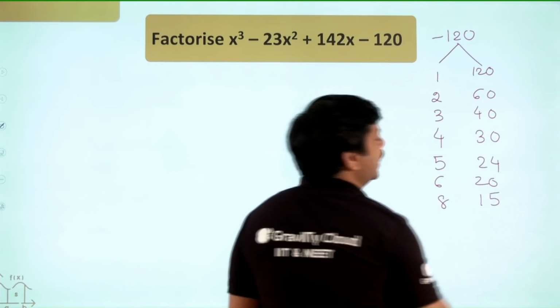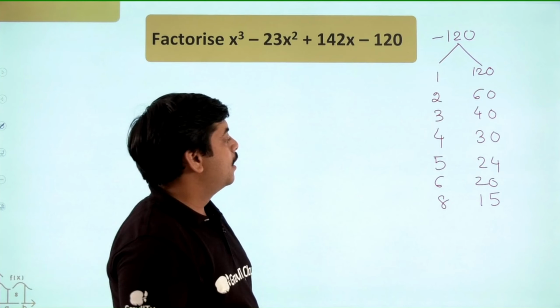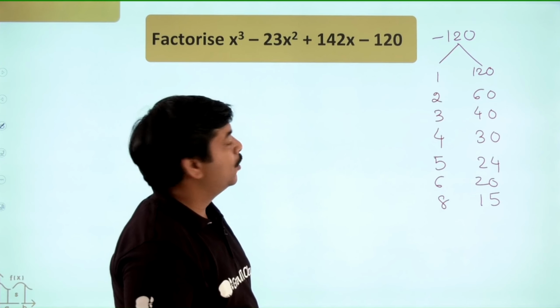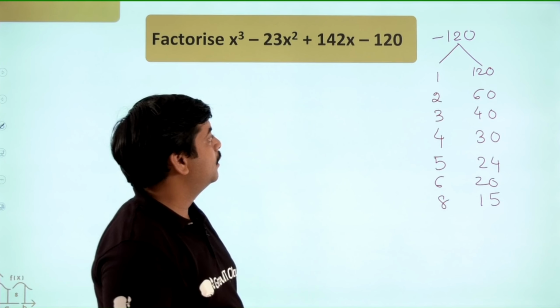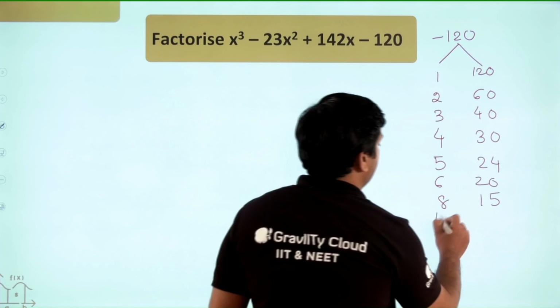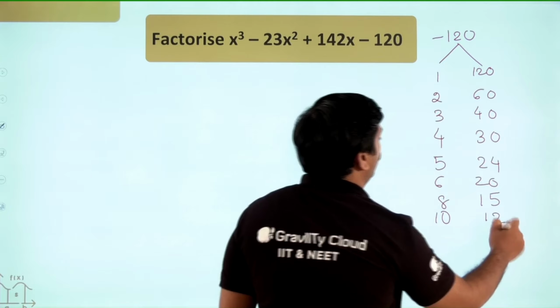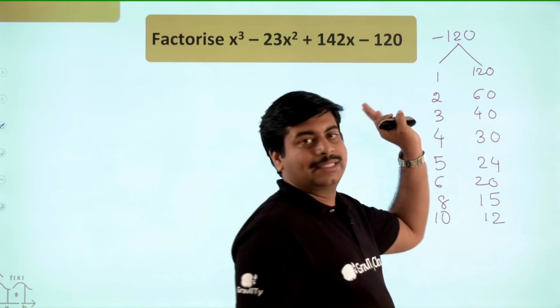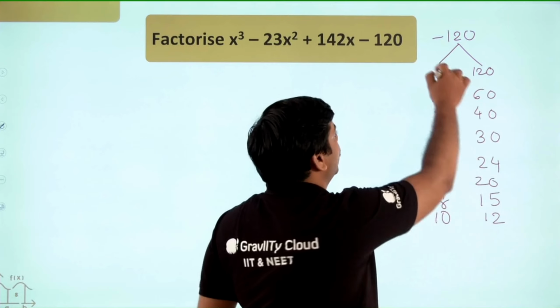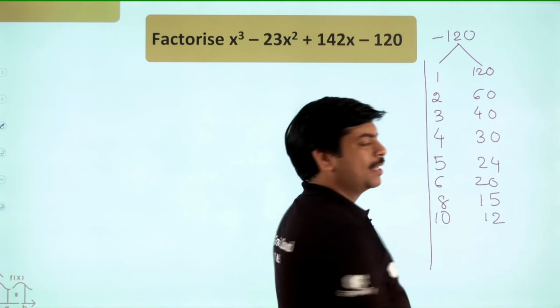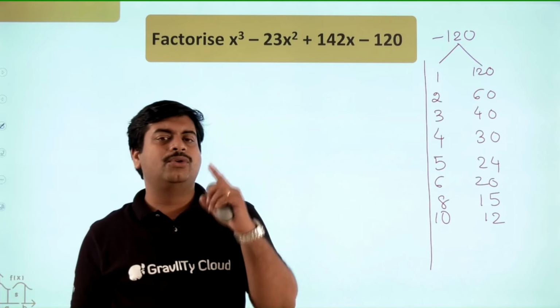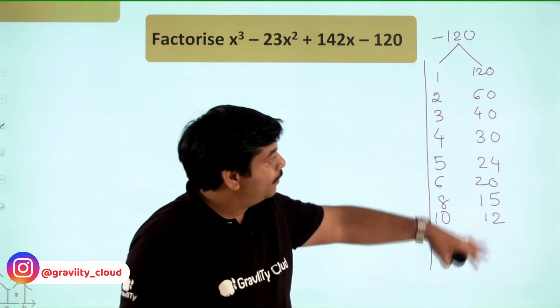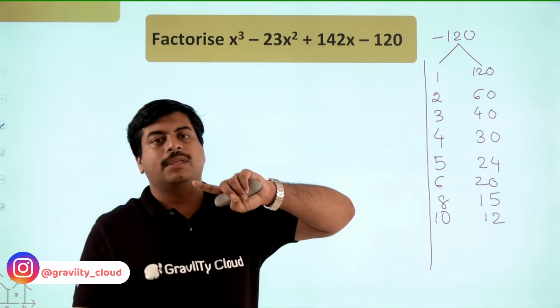Once again, carefully check that: 15 eights is 120. And 9, I don't think it divides. 10 into 12, and all the reverses will come: 12 into 10, 15 into 8, 20 into 6. All these are the factors of the given number 120. Out of these, in this type of question, one of them will definitely be a factor.